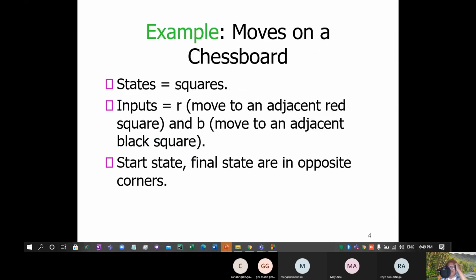Example, moves on a chessboard. For example, the states are the squares and the inputs are R, to move to an adjacent red square, and B, move to an adjacent black square. Then the start state and final state are in opposite corners.